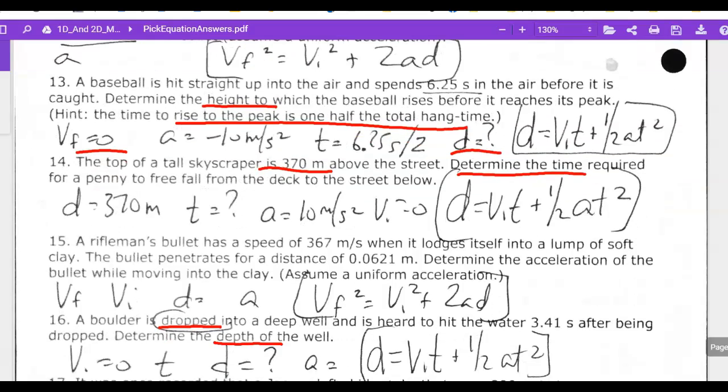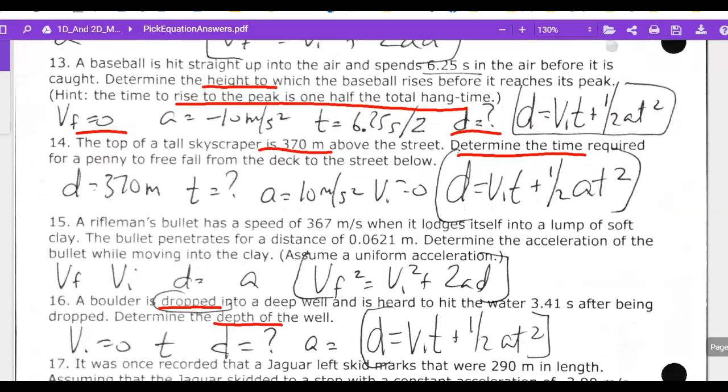Okay, and the rifleman's bullet, 367, that's Vi. It lodges itself into soft clay. What is its final velocity? Well, once it stops, Vf equals 0. There's the acceleration. You want the acceleration?